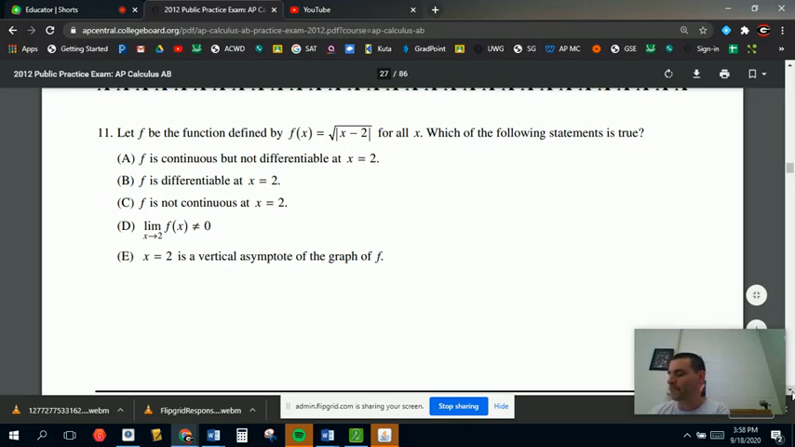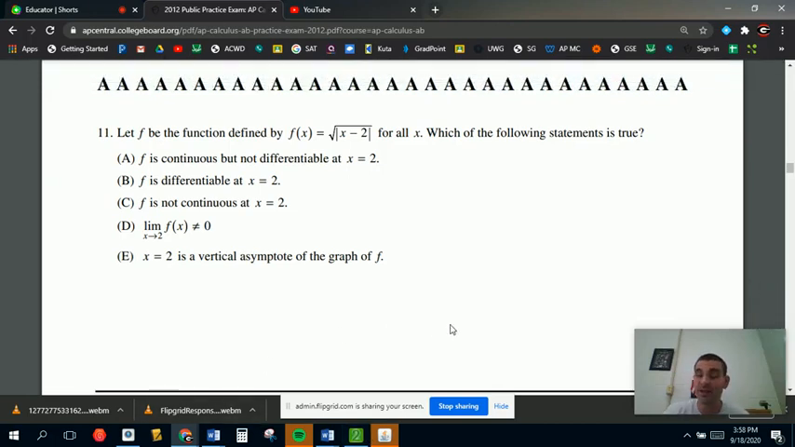So I'll write it down here. And that absolute value function is actually inside of a square root function. So it wants to know specifically what happens at 2 for this graph. What happens there at 2? So is it continuous but not differentiable? Is it differentiable? Of course, if it's differentiable, it has to be continuous. Is it not continuous at all? Does the limit not equal 0? Or is x equal to 2 a vertical asymptote there? Okay, so those are things that we need to consider.